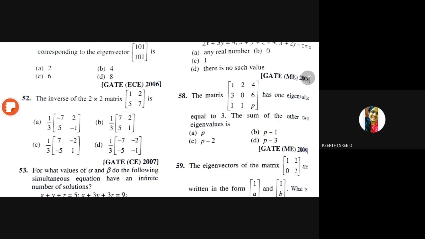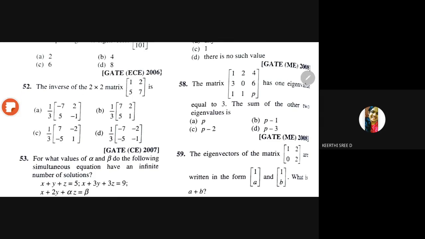Okay. 56. And that is simple one. 57. Okay. This is also one. The matrix has one eigenvalue equal to 3. The sum of the other two eigenvalues is, that is easy. So you have one is 3, he says. So p plus 1 minus 3 is p minus 2. So that is the answer.